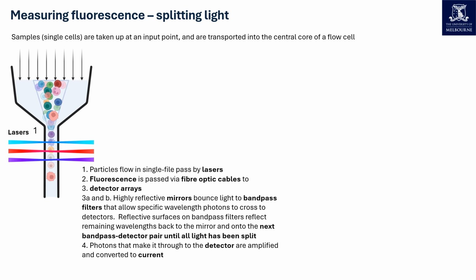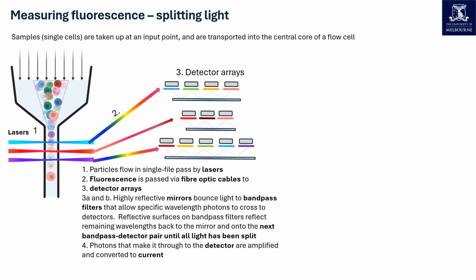The optical component of a cytometer is responsible for light splitting. The fluidics carry particles through a flow cell in single file where they cross the path of several lasers. If an autofluorescent molecule or added fluorochrome are excited by the lasers, fluorescence is transported via fiber optic cables associated with that laser to a series of detectors. Each laser has its own detector array.